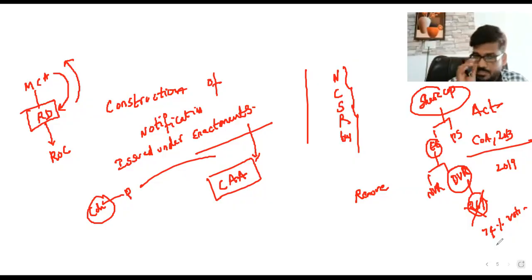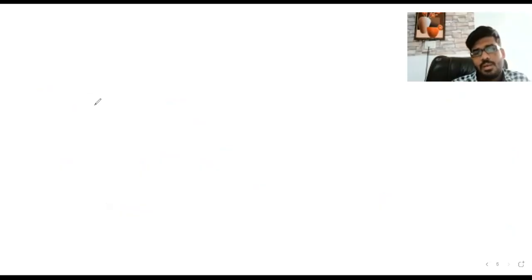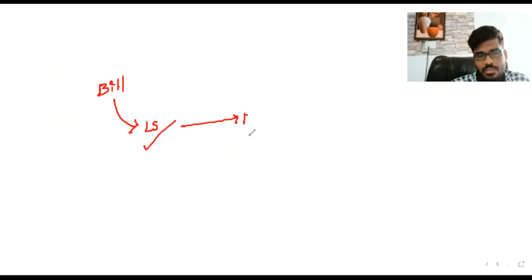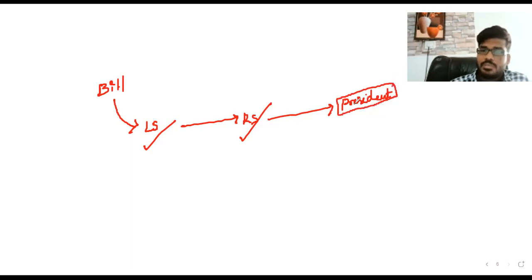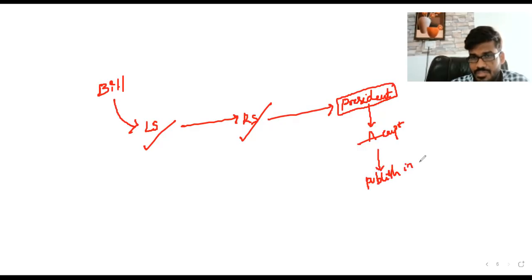Next, sir, one more important situation. Best example: the bill was introduced in Lok Sabha and passed, introduced in Rajya Sabha and passed, and then it went to the President of India. Whenever it goes to the President, he accepts it. After that, it is published in the official gazette. Then it becomes an Act.